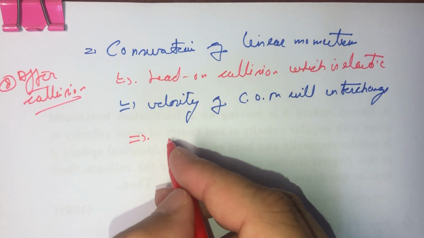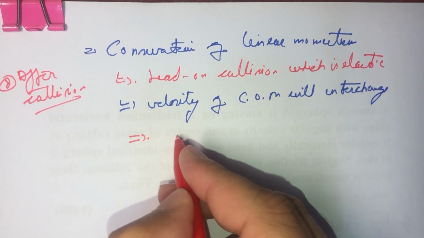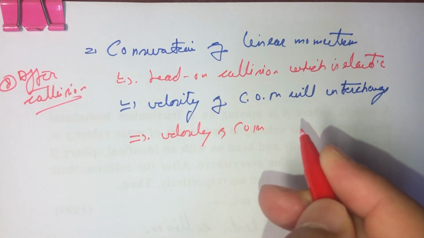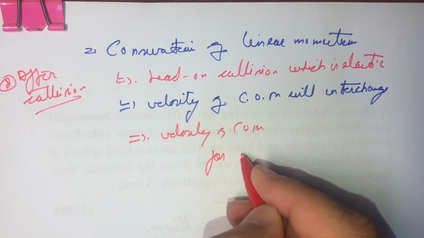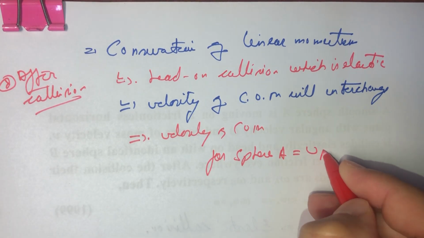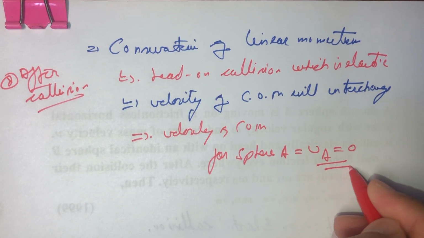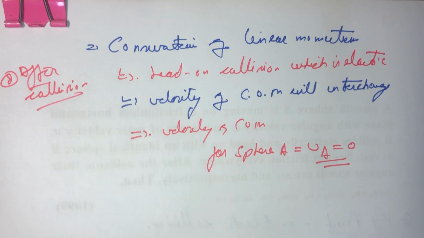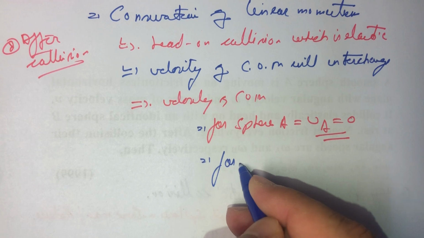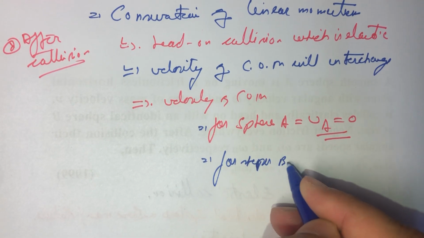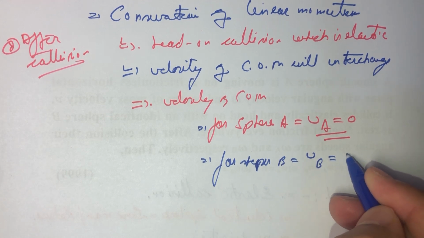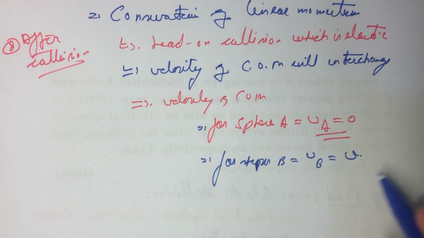So it means the velocity of center of mass for sphere A, let us suppose VA, will be equal to 0 now, and for sphere B, let us suppose VB, will be equal to the velocity of A before collision.